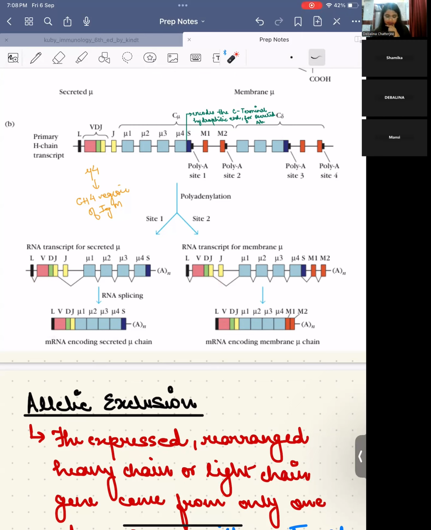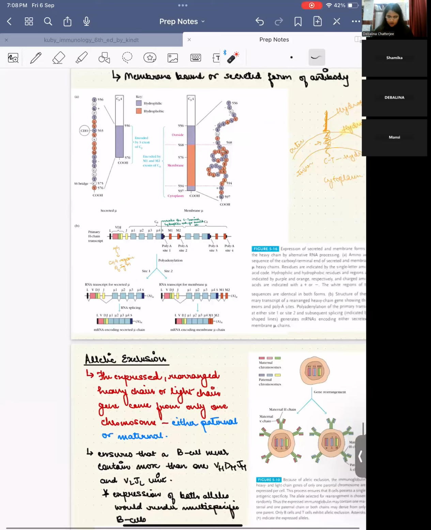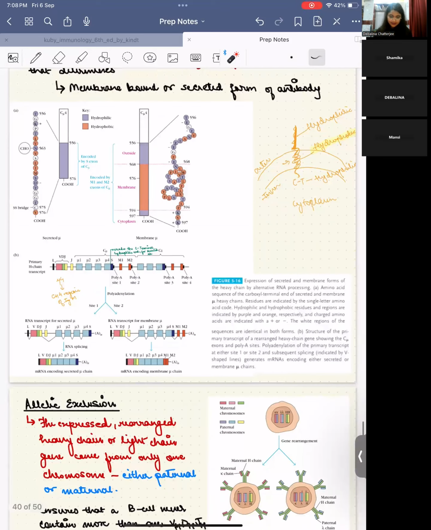The other possibility is that this poly A site is rejected, and ultimately the splicing that has happened incorporates your M1 and M2 in the processed transcript. The translation product is going to be a membrane-bound IgM molecule because there is a transmembrane hydrophobic domain present in the translated product. So that's another way by which we have the same gene.